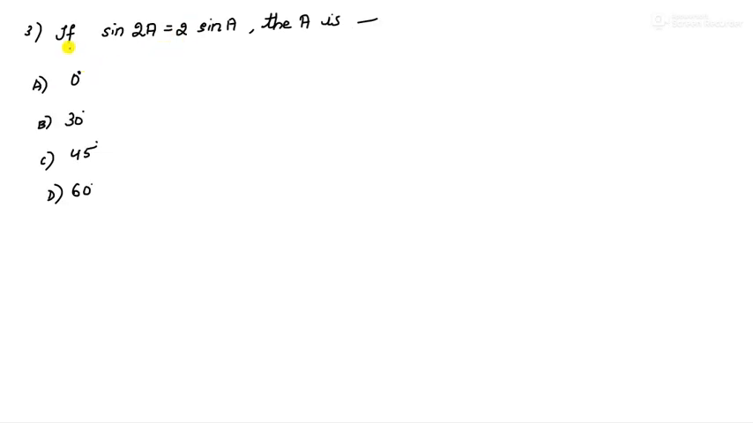So this is our third question. If sine 2A equals 2 sine A, then the value of A is, then A is what? So see, sine 2A is equal to what? 2 sine A. So we have to find the value of A such that sine of 2A is equal to 2 sine A, right? So how can we do that? See, if I put 0, the whole thing becomes 0. Sine of 2 into 0 is 0, and here also it is 0. So that is one condition.